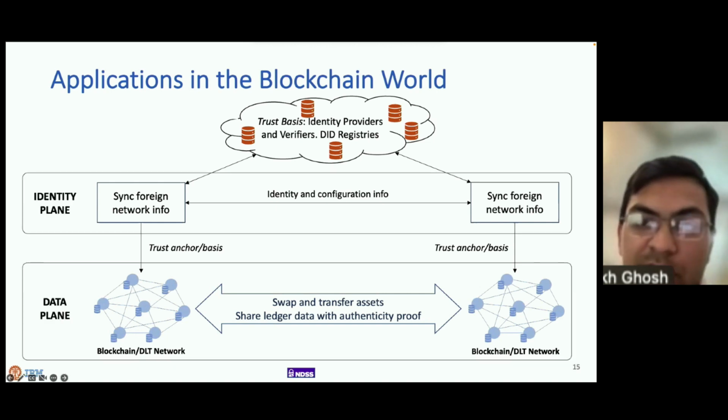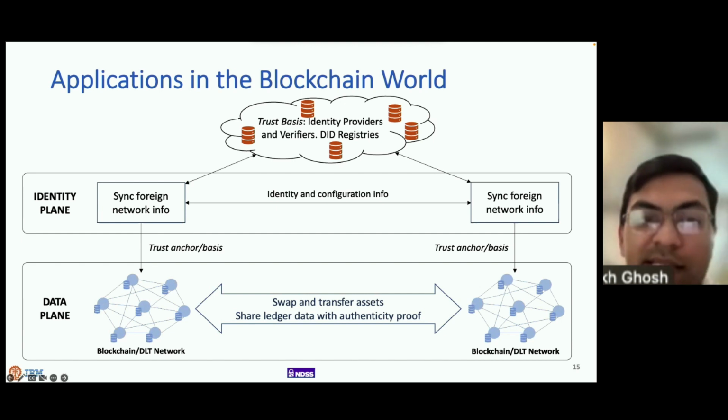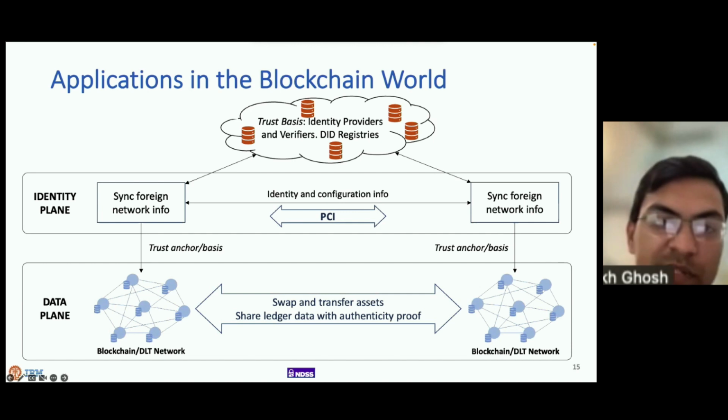So the problem of DLT interoperability can be thought of in 2 separate planes. The data plane, which is concerned with the swap and transfer of assets or sharing of ledger data, and the identity plane, in which the identity information is exchanged. So the PCI protocols actually contribute to the identity plane, where they allow the 2 blockchain networks to find out the common certifiers in a privacy preserving way.